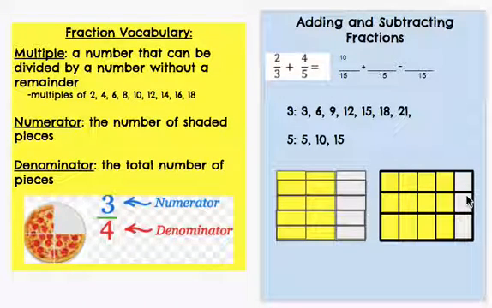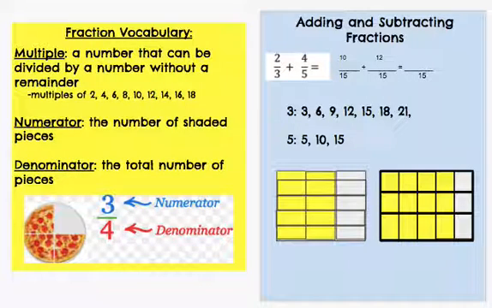In order to figure out our numerator, I need to count up the total number of pieces in yellow. I have 1, 2, 3, 4, 5, 6, 7, 8, 9, 10, 11, and 12. So my numerator is 12. I have now found the equivalent fraction for 4/5. I know that 4/5 is equal to 12/15.